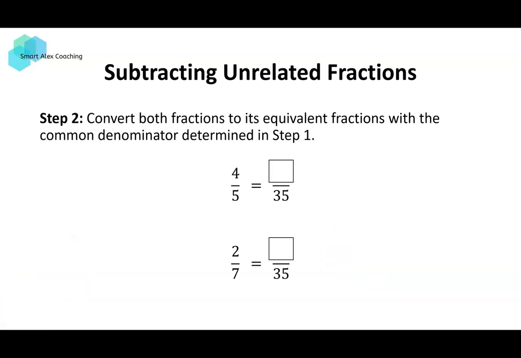We then convert each fraction to its equivalent fraction with the denominator of 35. 5 times 7 is 35. 4 times 7 is going to give us 28. 7 times 5 will give us 35. 2 times 5 is going to give us 10.